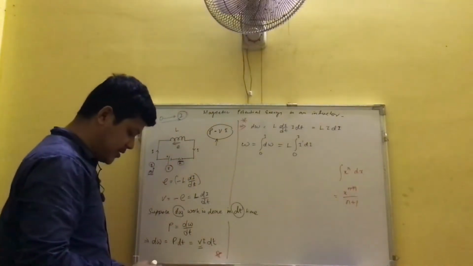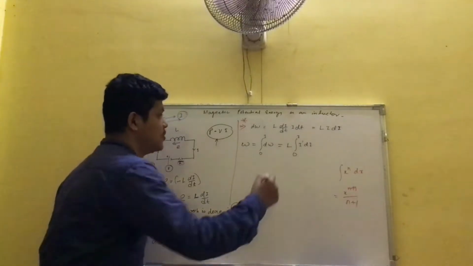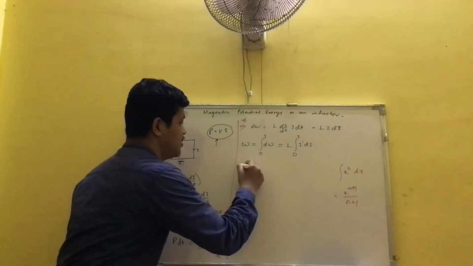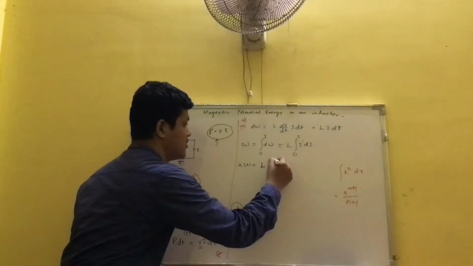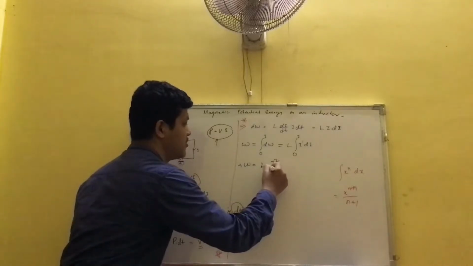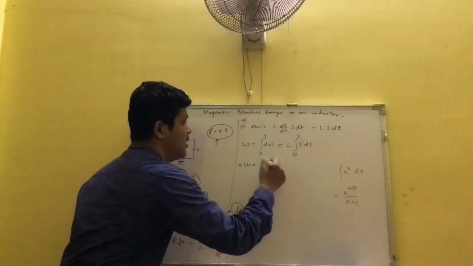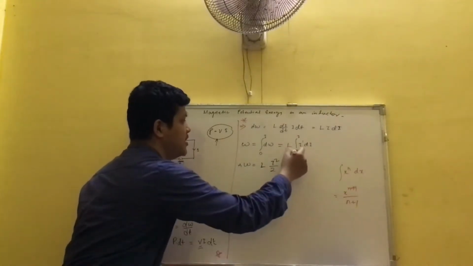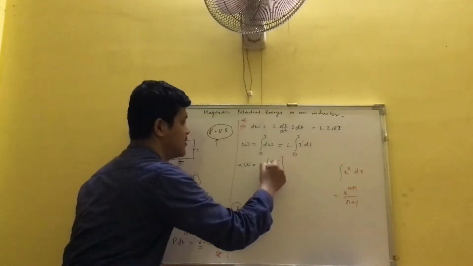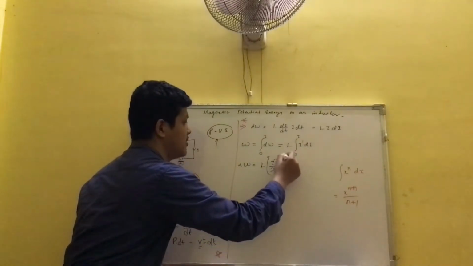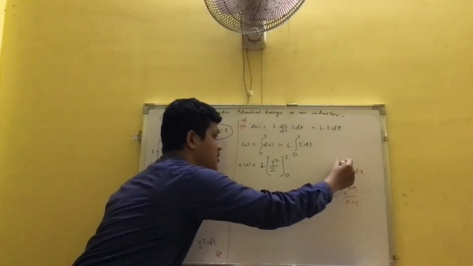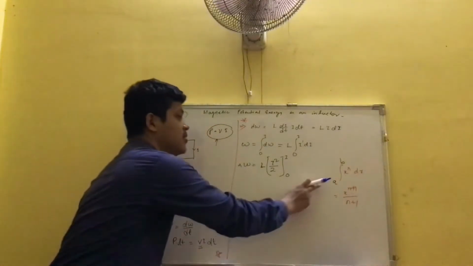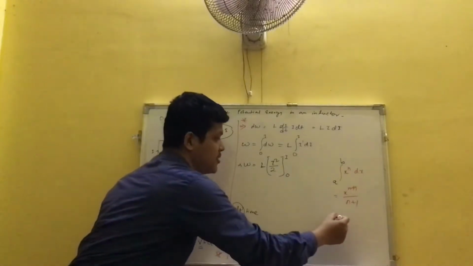That's why we can write W is equal to L times I square by 2, since 1 plus 1 is 2. Here we have limits 0 to I. If you have limits here, A to B, this is the lower limit, this is the upper limit, then what to do?